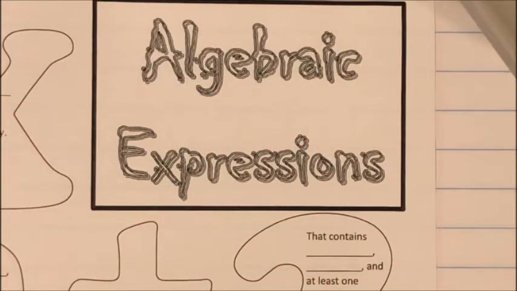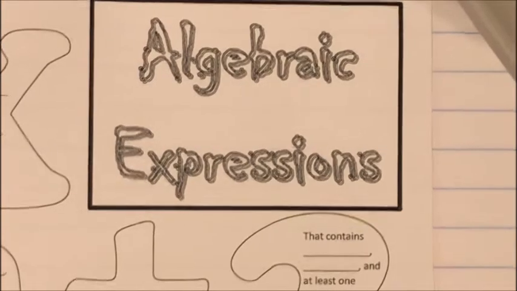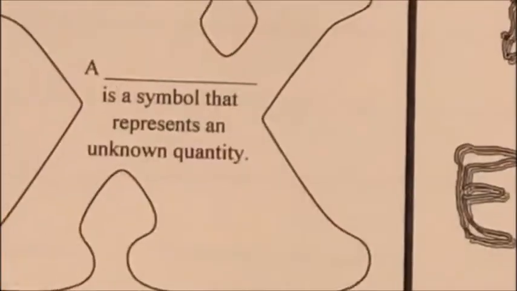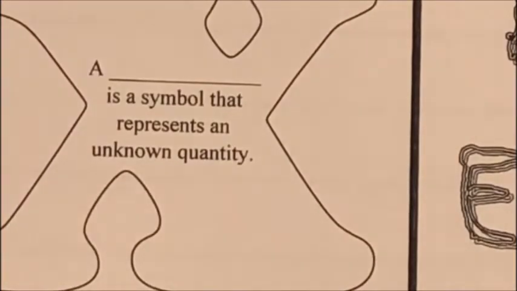This is Chapter 5, Lesson 1, Algebraic Expressions. So, a variable is a symbol that represents an unknown quantity. In this blank, you're going to write variable.